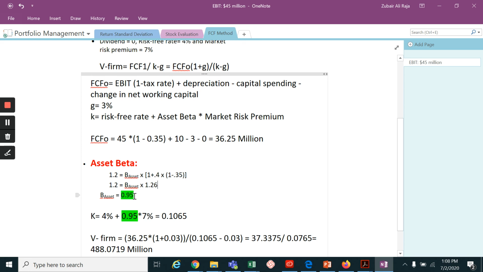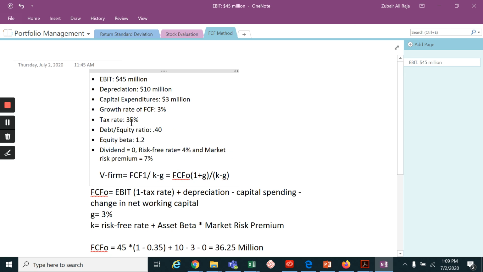Now this asset beta will be used to find the discount rate, which eventually will be used in finding the value of the firm using the free cash flow method. So 4% is the risk-free rate, 0.95 is the asset beta which we found, multiplied by the market risk premium. So 10.65%, which is the discount rate. Now this K is available to use over here, and G we already have, 3%.